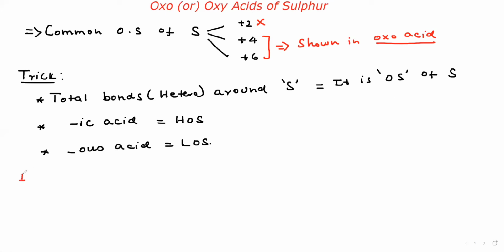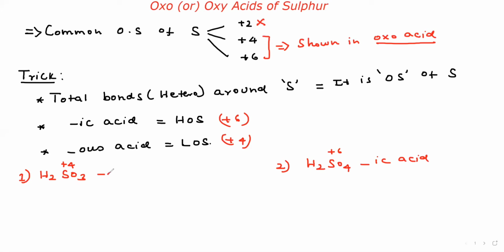Now the first one, very simple. I take H2SO3, and the second one is H2SO4. Now see the oxidation states: it is +6 in one and +4 in the other. Therefore H2SO4 ends with ic acid and H2SO3 is the ous acid, since +6 is higher and +4 is lower. Therefore this is sulfurous acid, and this is sulfuric acid.